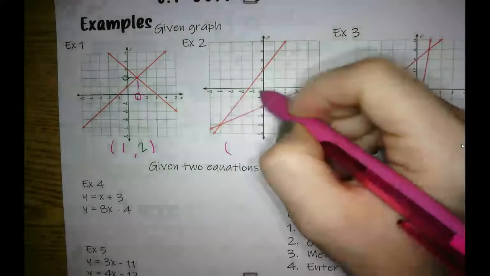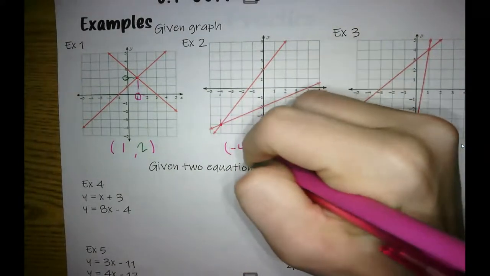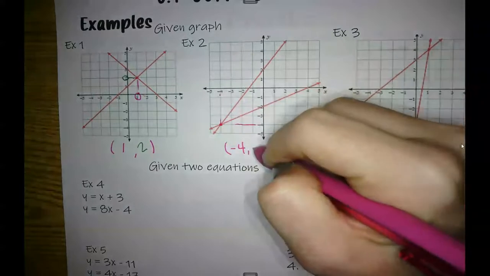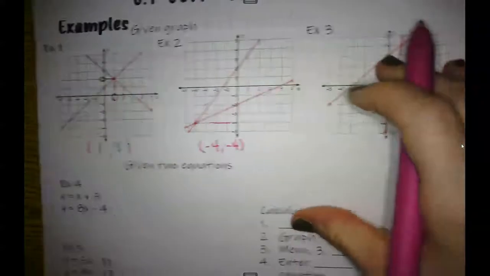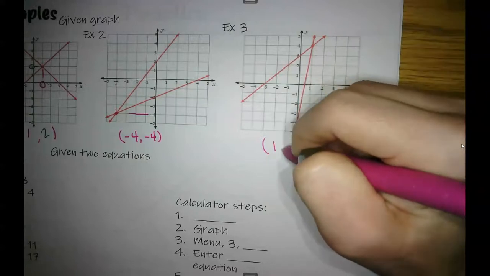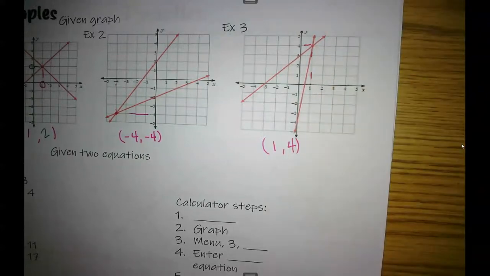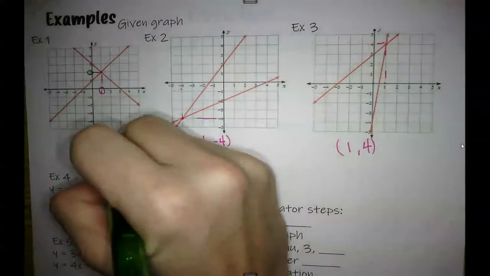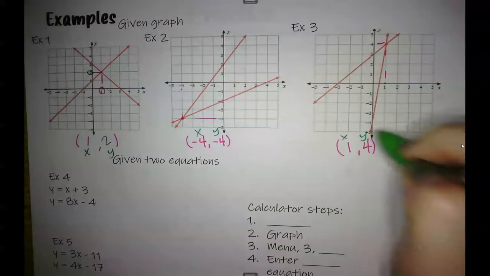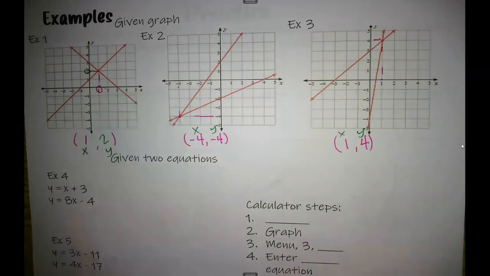Same thing again. Here's my point. Here's where they intersect. To the x-axis first, y-axis second. Those are at negative 4, negative 4. Here's where they intersect. X-axis first, and then y-axis at 4. So 1, 4. So remember, this is your x and y, x and y, x and y. This is your solution set. Whenever you see a systems of equations and you're asked for the solution, this is what it wants. It wants the x and y. You might just be asked what's the x, so you would just put that number.